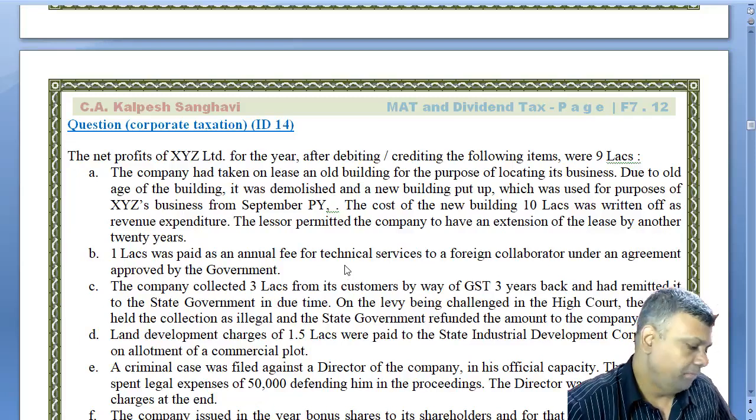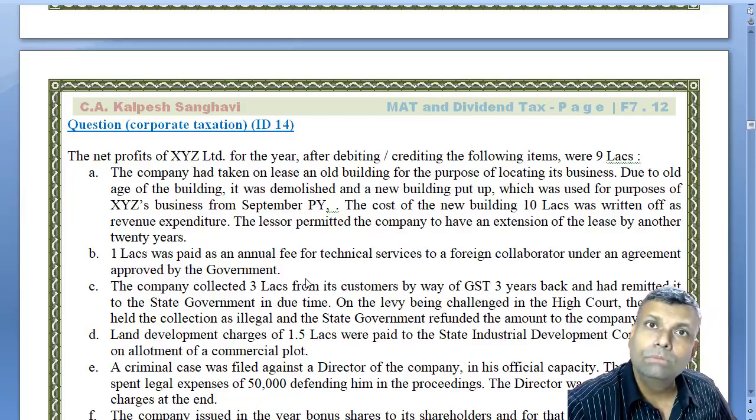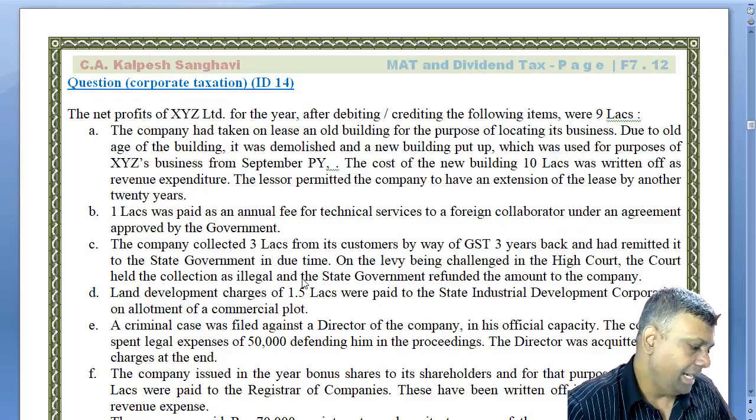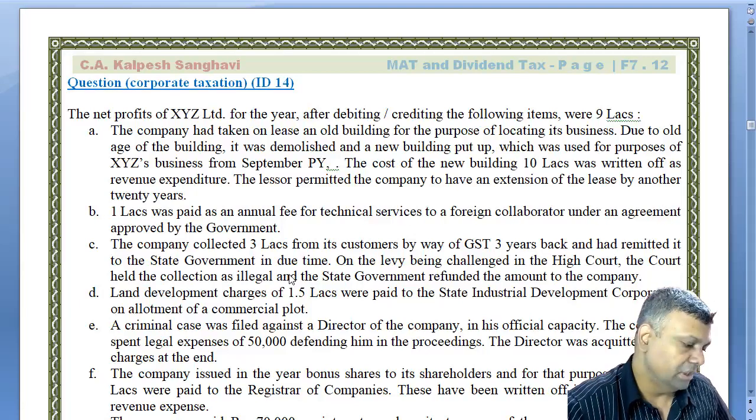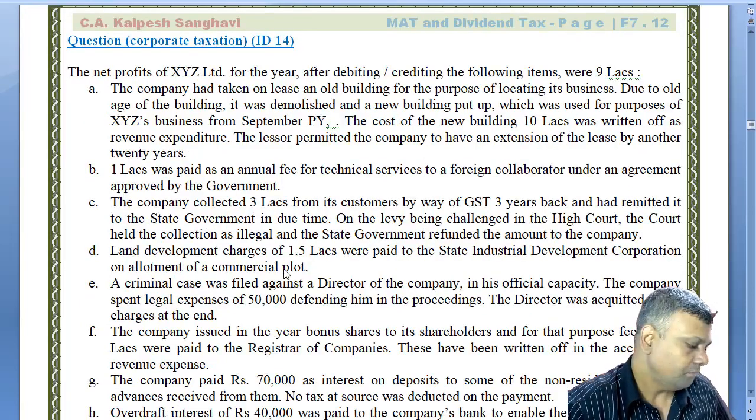The net profits of XYZ Limited for the year, after debiting and crediting the following items, were rupees 9 lakhs. A. The company had taken on lease an old building for the purpose of locating its business. Due to old age of the building, it was demolished and a new building was put up, which was used for the purpose of XYZ's business from September of the previous year. The cost of the new building was 10 lakh and was written off as a revenue expenditure. The lessor permitted the company to have an extension of the lease by another 20 years.